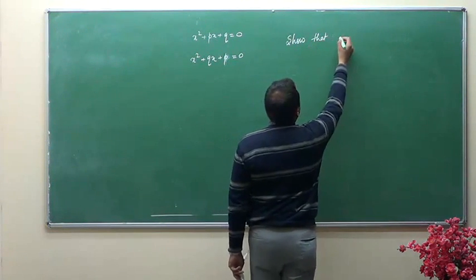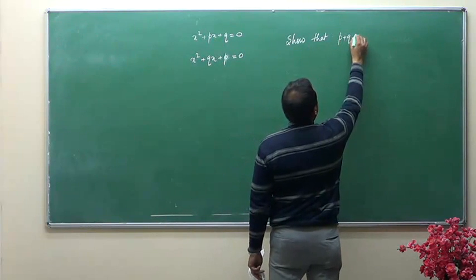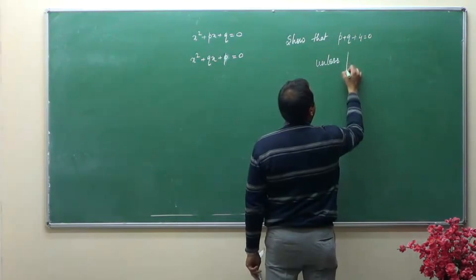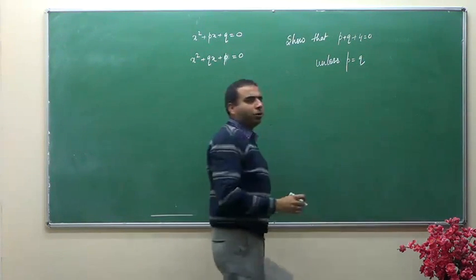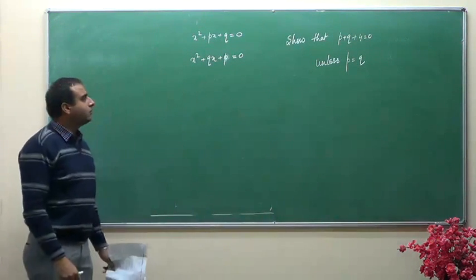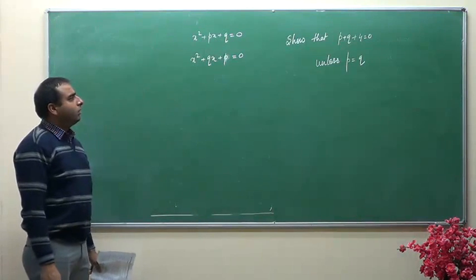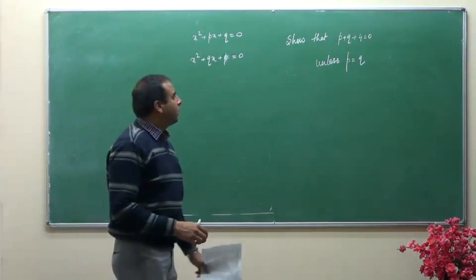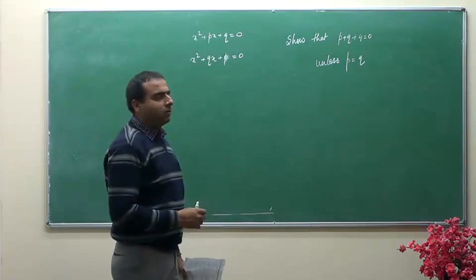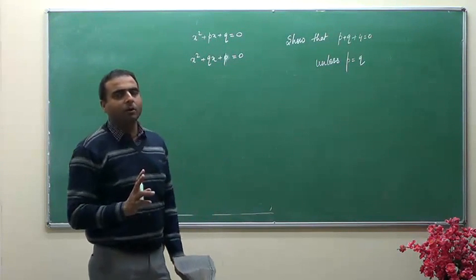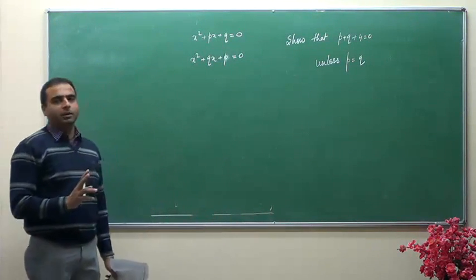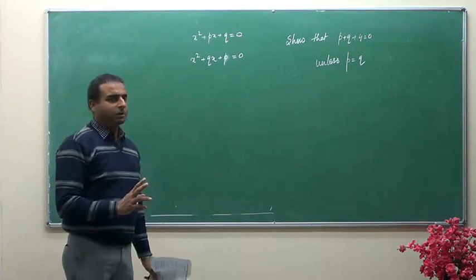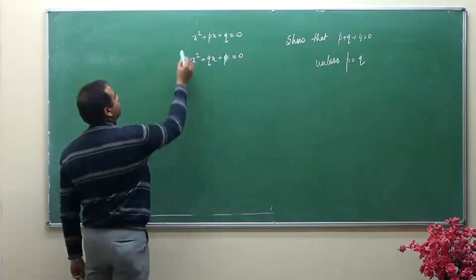We have to show that p plus q plus 4 is equal to 0 unless p is equal to q. So if we notice, we have to know that here we have to establish a relation between P and Q. We have to form the relation between P and Q from these two equations.